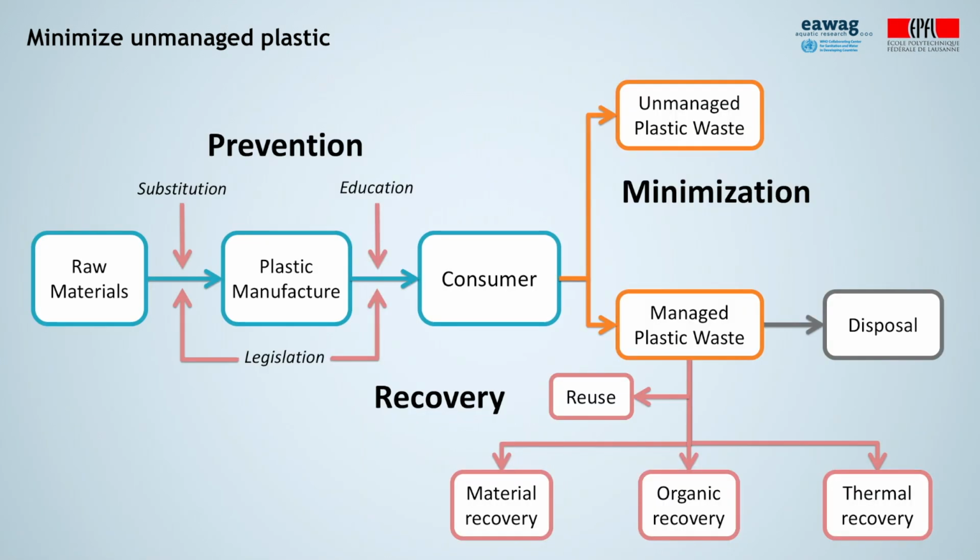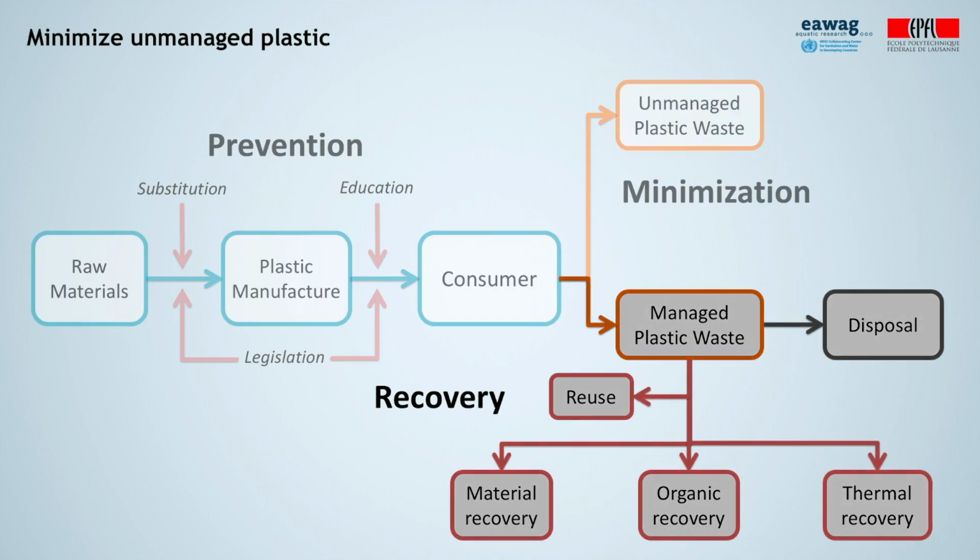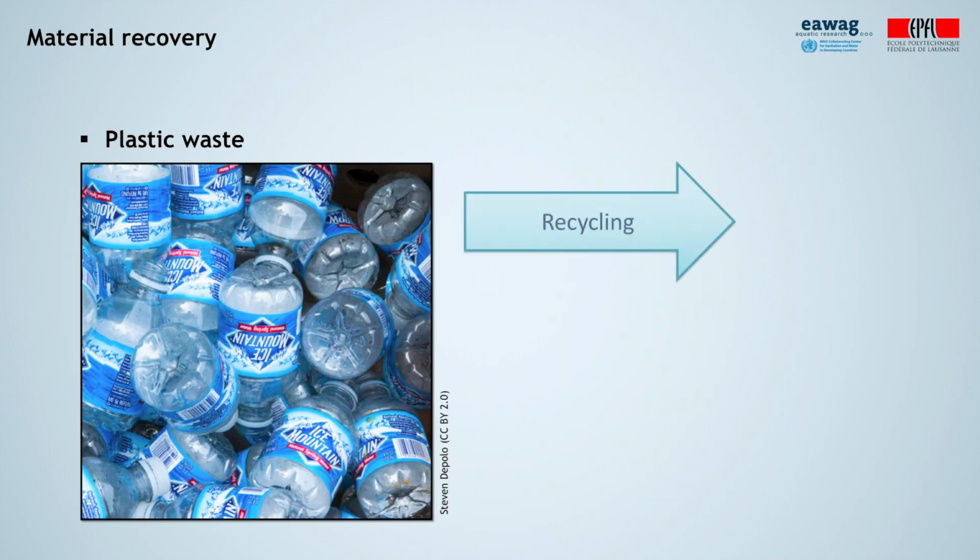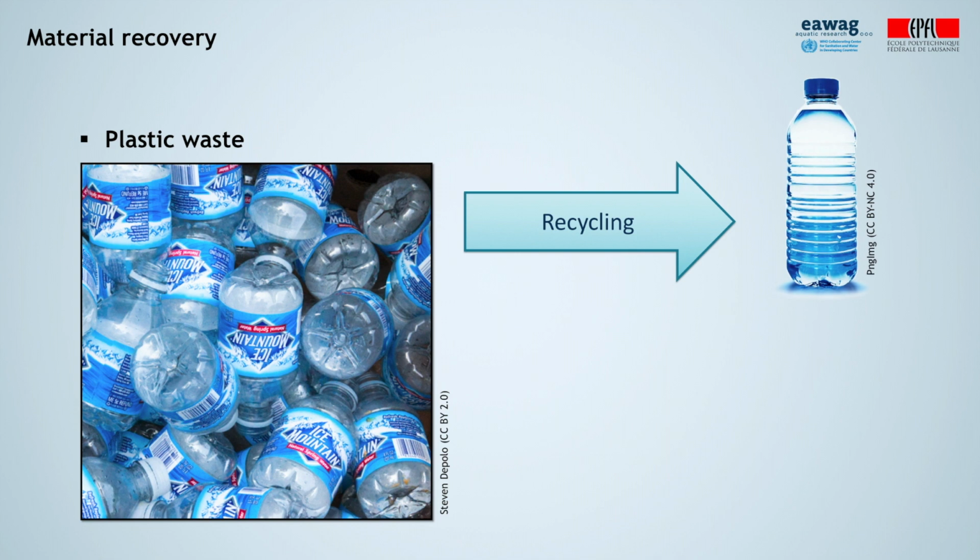Despite the plastic mountains on land and plastic gyres in the oceans, a large portion of plastics are actually reusable or recyclable. Managed plastics could either be reused, disposed of, or resources from the material could be recovered. Here we distinguish 3 types of recovery options: material recovery, organic recovery, and energy recovery. Material recovery implies recycling the plastic, in other words, creating new plastic from old plastic.